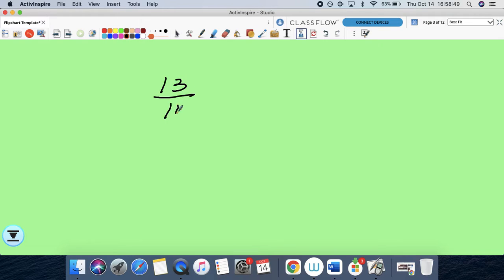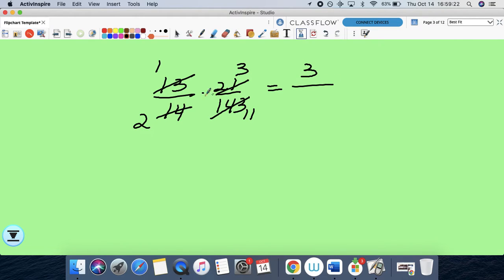13 over 14, so some of these are really simple, times 21 over 143. So again, let's see, up and down, and then cross. So this looks like I can do the 14 and 21, right? And I can use 7, so 14 divided by 7 is 2, 21 divided by 7 is 3. 13 and 143. 13 divided by 13 is 1. 143 divided by 13 is 11. Okay, so now 1 times 3 on the top is 3, and at the bottom 2 times 11 is 22. So that's the final answer for that one.